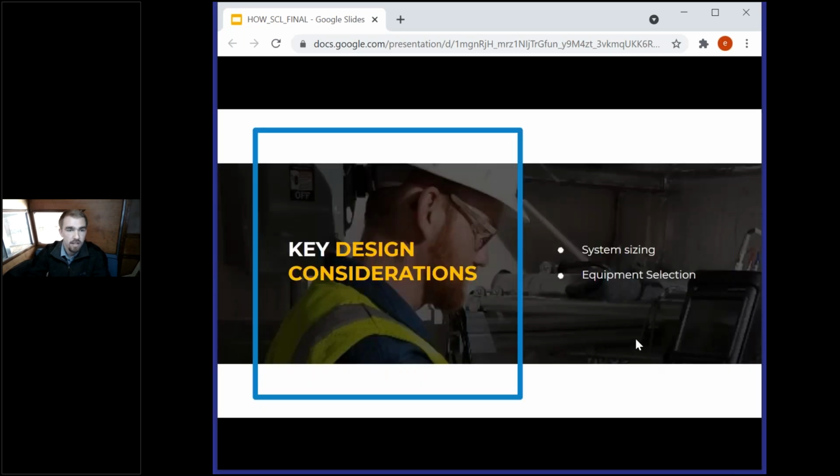Moving on from here, we can look at the high-level design considerations to think about in these heat pump water heating systems. The first is going to be heat pump sizing. How big do my heat pumps need to be and how much storage do I need? And then once you know that, we can talk more about the actual selection of the equipment that's available.